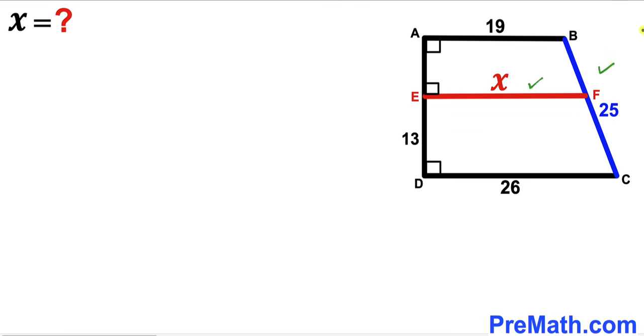In this video, we have got this trapezoid ABCD along with this segment EF, as you can see in this given diagram, such that this segment EF is being represented by X, whereas our other bases are 19 and 26 units respectively. The segment BC is 25 units. And finally, this segment ED is 13 units. Now our task is to calculate the value of X. In other words, we are going to find the length of this segment EF.